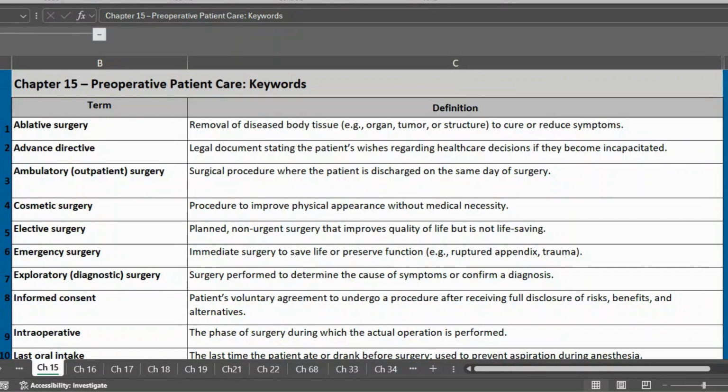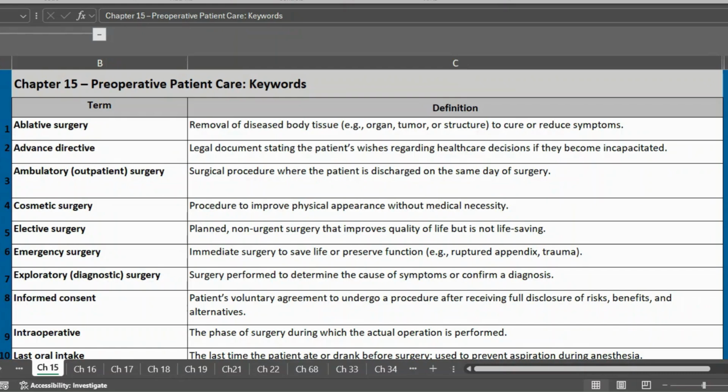Next is ambulatory or outpatient surgery, which is a surgical procedure where the patient is discharged on the same day of surgery. So it's surgery allowing same-day discharge. Example, laparoscopic cholecystectomy without an overnight stay.